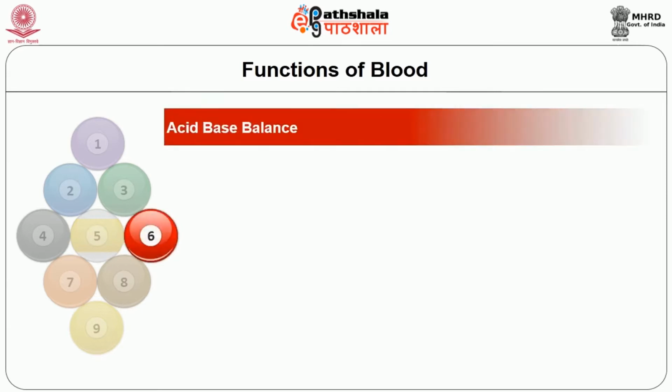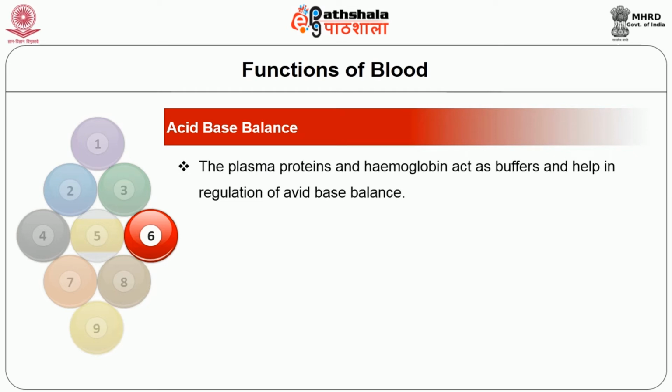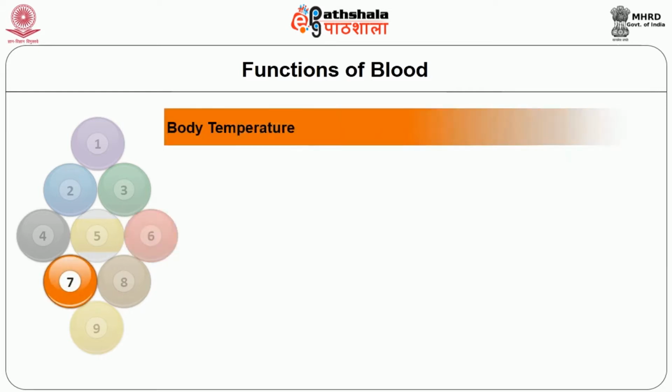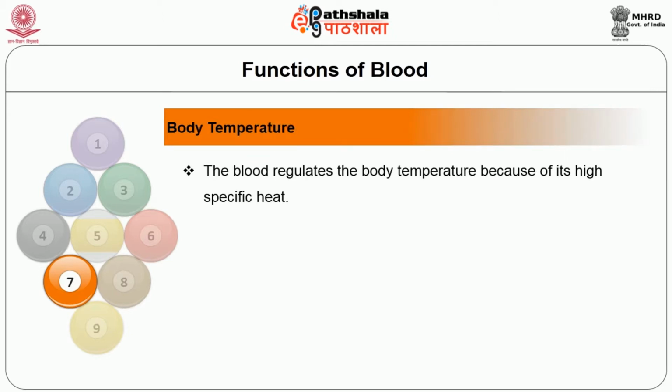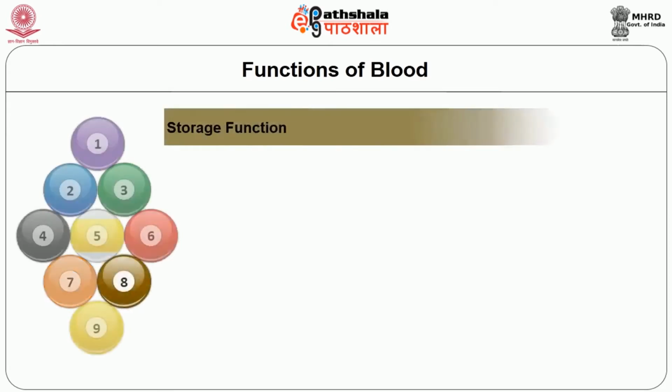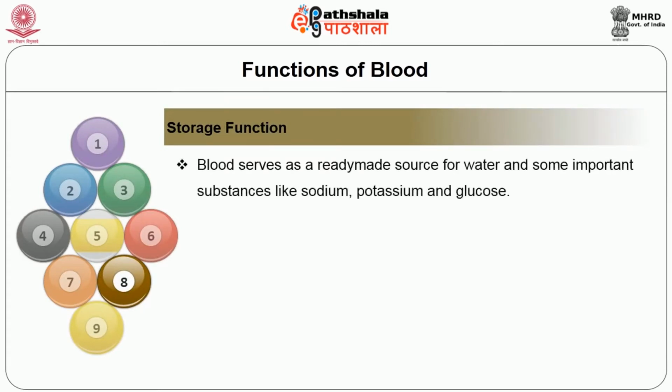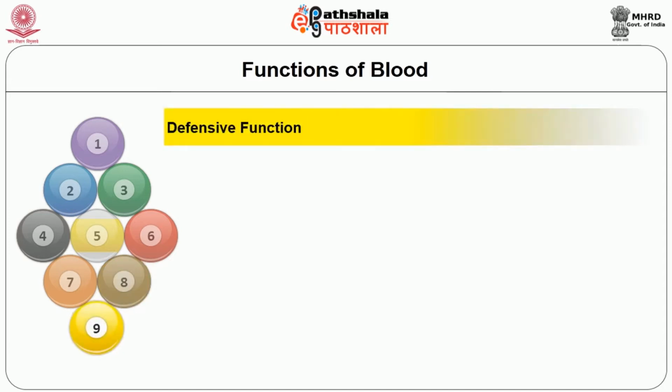The blood is also responsible for the maintenance of acid-base balance. The plasma proteins as well as the hemoglobin act as buffers and help in the regulation of acid-base balance. Blood is also involved in body temperature regulation. The blood regulates the body temperature because of its high specific heat. Coming to the storage function, blood serves as a ready-made source of water and some important substances like sodium, potassium, and glucose. The next function is the defensive function.